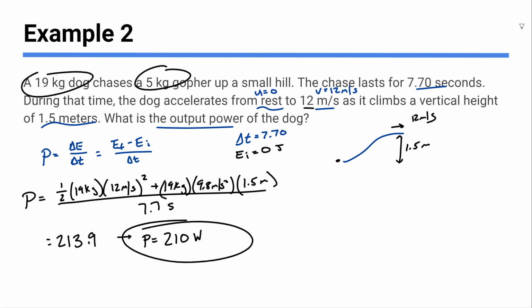Okay, so there you go. Power and work, two super fundamental things. Think about them often, practice them often, and you will be a physics pro. Have fun.